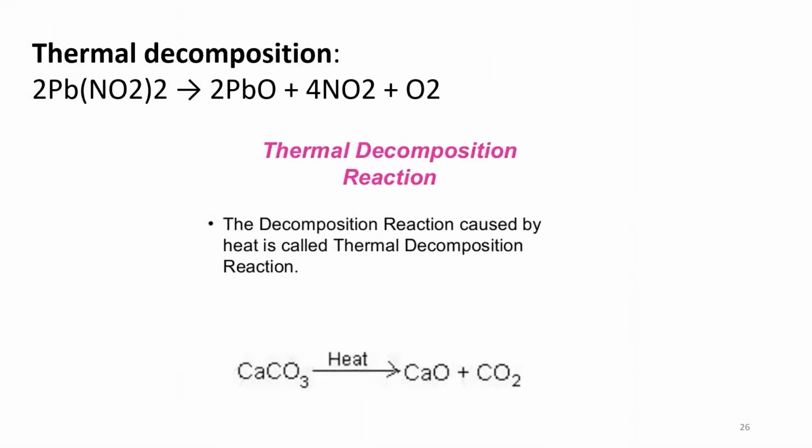Let us discuss the other type, thermal decomposition. Already you have come to know that decomposition is the splitting of a single compound into two or more compounds or elements. This type of reaction is called decomposition. Here the extra word that we are observing is thermal. Thermal means reference to heat. So we can explain like this: the decomposition reaction caused by heat is called the thermal decomposition reaction.